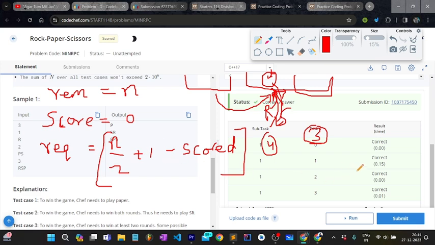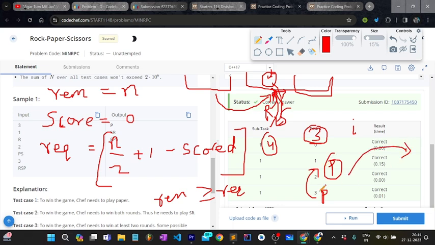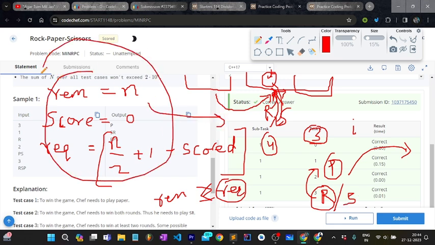And for any particular index, let's suppose for the ith index we are placing p here and the chef is losing at that point. So we have to check that if the remaining is greater than or equal to the required, then only we will put p at that index and let the chef lose, so that we can cover the score on the further indices. But if the remaining is less than the required score, then we don't have to place p here. Okay, we have to place the optimal move here, meaning r or s. In this manner we have to just simulate the process by maintaining these three variables and putting the optimal choices.